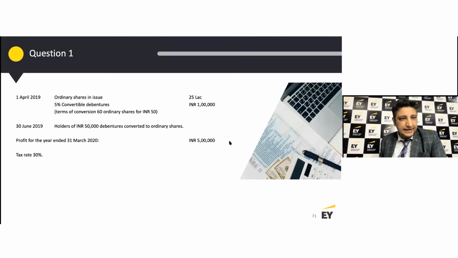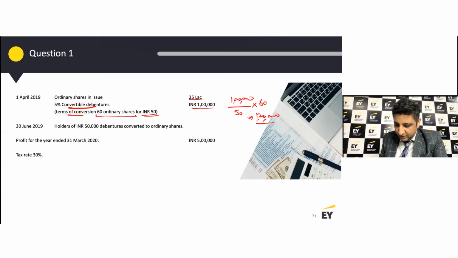On 1st of April 19, there are ordinary shares in issue, which is 25 lakh in number. The 5% convertible debentures of value of 1 lakh rupees. And the terms of conversion suggest that there would be 60 ordinary shares issued for 50 rupees. Which means, by the way, for 1 lakh worth of debenture, we should be issuing 1,20,000 shares, right? That's how you read this information.